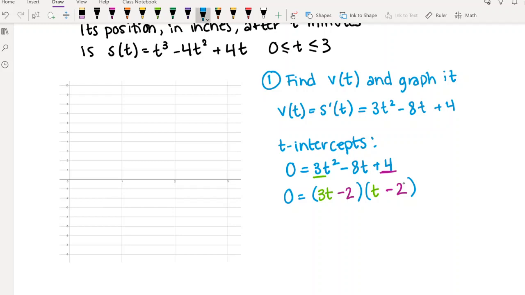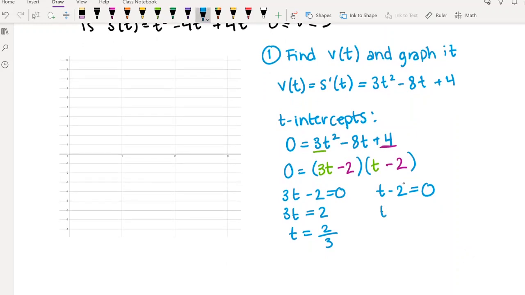And so then we can set each of these factors equal to 0. We'll find in this case that 3t is equal to 2, so t is going to be equal to 2/3. And then for this one we get t is equal to 2. So that tells us that our graph is going to go through the point 2/3, somewhere around this point here, and then also go through 2.